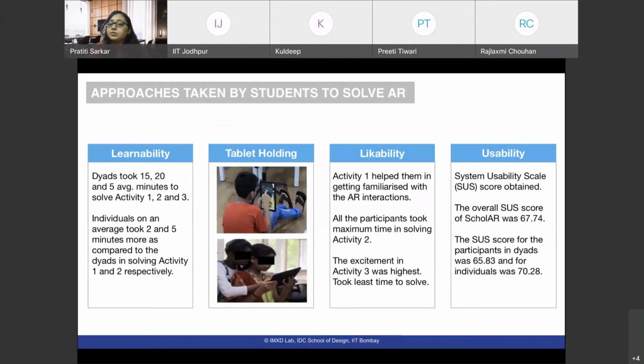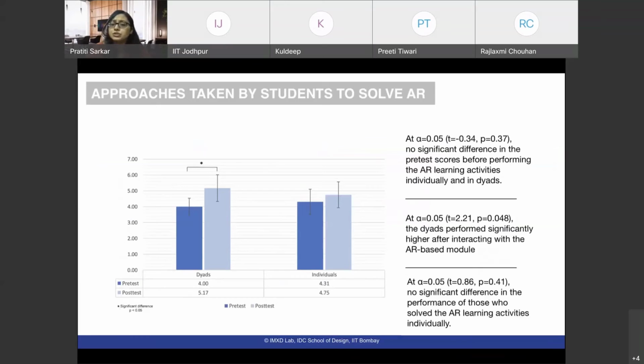Then likability, in terms of which activity they liked more and which they didn't like, and usability, for which we gave them the SUS questionnaire, that is the System Usability Scale, and they answered accordingly on the Likert scale. That helped us derive whether the usability was higher for the dyads or the individuals. We also looked into the learning outcome for these students, performing individually and in dyads, comparing the pre-test and post-test scores to see how the learning impact happened overall for each group of students.